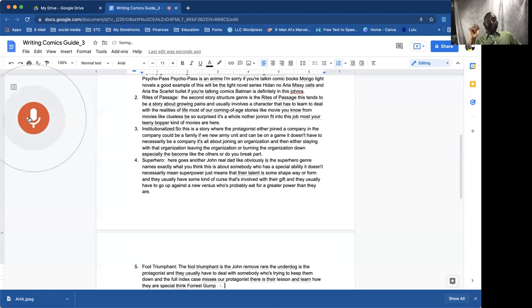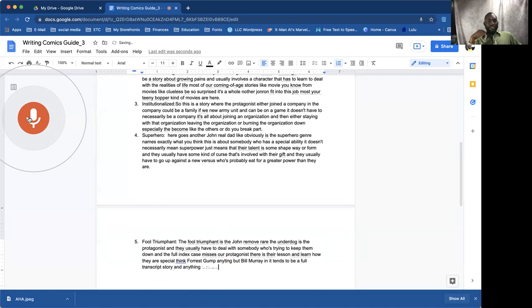Anything with Bill Murray in it tends to be a fool triumphant story, and anything with Steve Carell in it tends to be a fool triumphant story. In manga, I would say One Piece fits this perfectly with Luffy being the protagonist. And even though everybody on his crew is more intellectually adept, with the exception maybe being Zoro, Luffy is the main character and One Piece revolves around him.